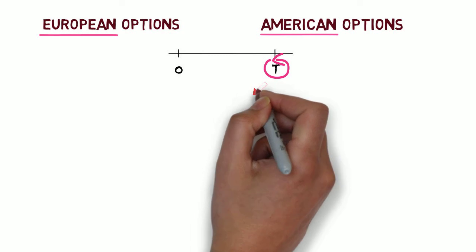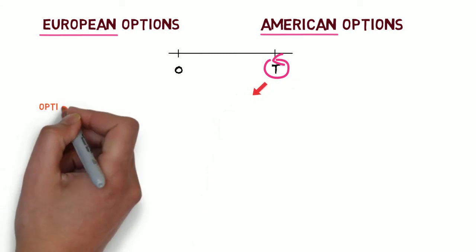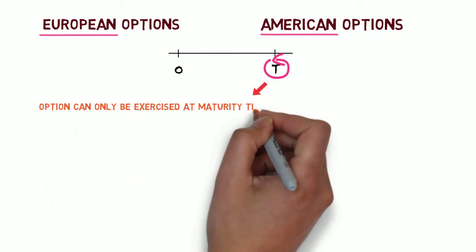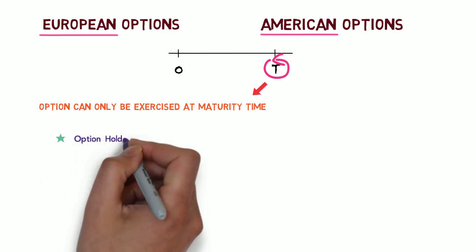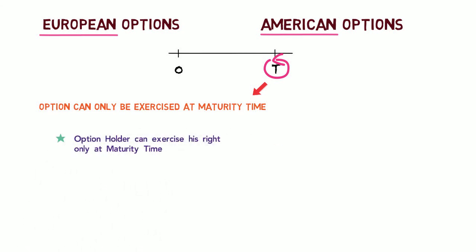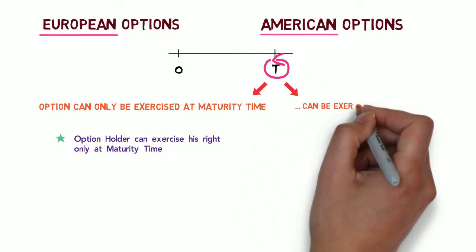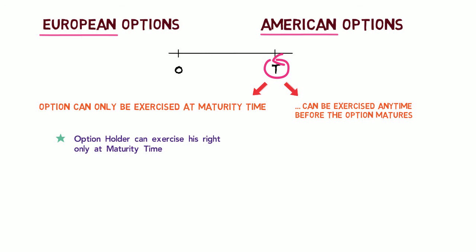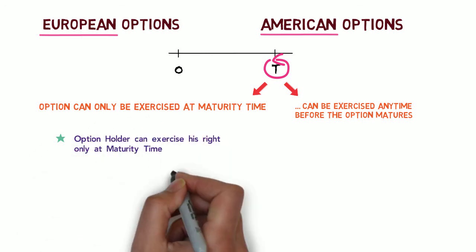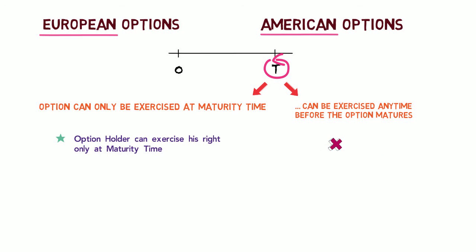Now with the European option, you can only exercise it at the maturity time T. That is, the option holder can exercise his right to buy or sell only at maturity time and not anytime before that. In contrast, an American option can be exercised anytime before the option matures. Okay, so this statement isn't true for American options, as it can be exercised anytime before the option matures and not just at the time when the option matures.